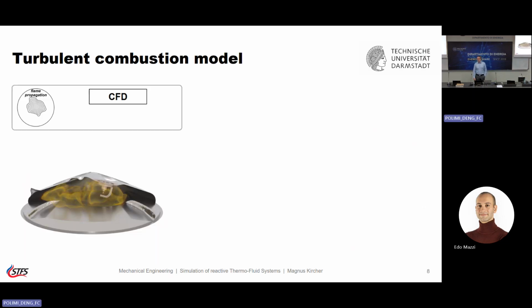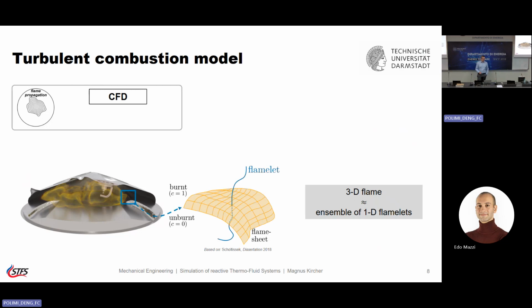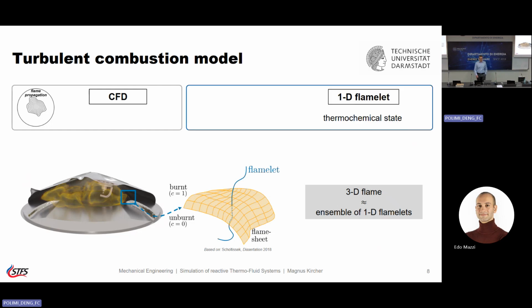For the turbulent combustion model, in the CFD, we use the well-known flamelet assumption that the 3D flame can be approximated by an ensemble of 1D flamelets. We then calculate a bunch of these 1D flamelets with varying the initial conditions to capture the full thermochemical state of the engine operation.